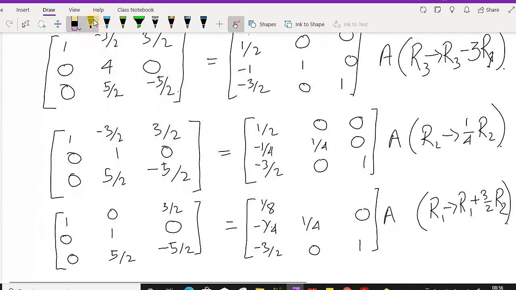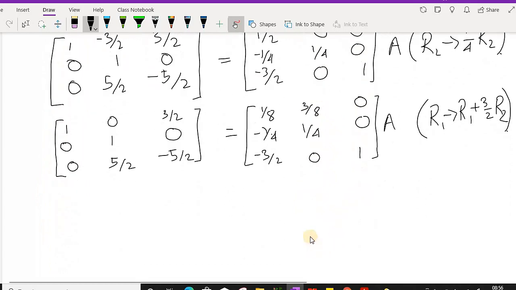Next, what will come here? R1 is 0, plus 3 by 2 into R2. So 3 by 2 into R2 means this will be 3 by 8. Next, R1 plus 3 by 2 R2. Here you have 0, both are 0, so you will get 0 here. Okay, so that is the thing. So it is 0 again.